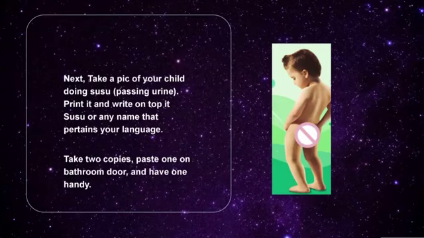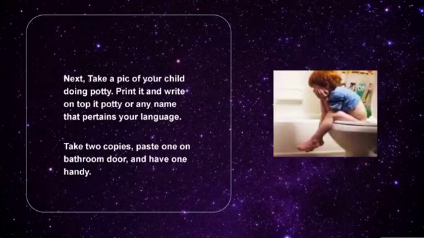After this, next take a pic of your child doing number 1. Print it and write on top of it "pee", or any other name which you want to give, which you want your child to tell you when he wants to do that. So take 2 copies and paste one on the bathroom door and have one handy. Make sure that the pictures are clear and the child can understand what that picture is all about.